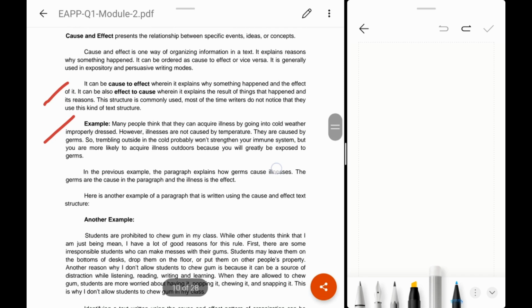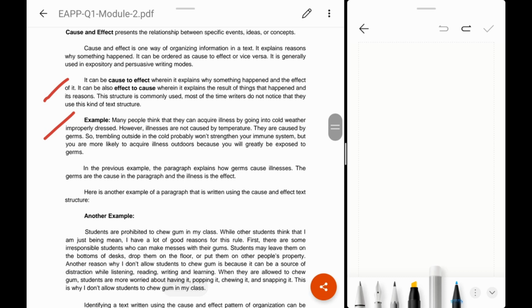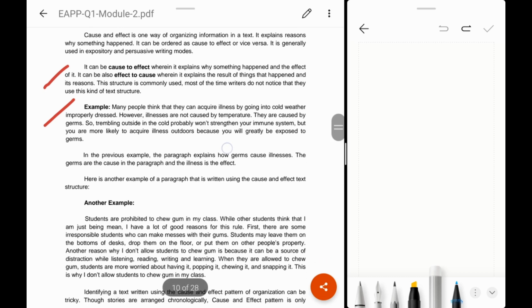Now, let's go to the example here of a cause and effect paragraph. In this example, it says here, many people think that they can acquire illness by going into the cold weather improperly dressed. However, illnesses are not caused by temperature. They are caused by germs. So, trembling outside in the cold probably won't strengthen your immune system, but you are more likely to acquire illness outdoors because you will greatly be exposed to germs.